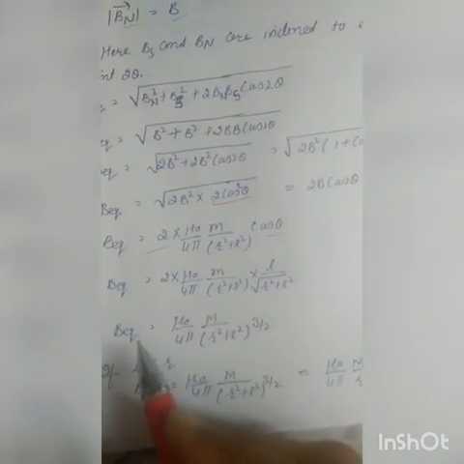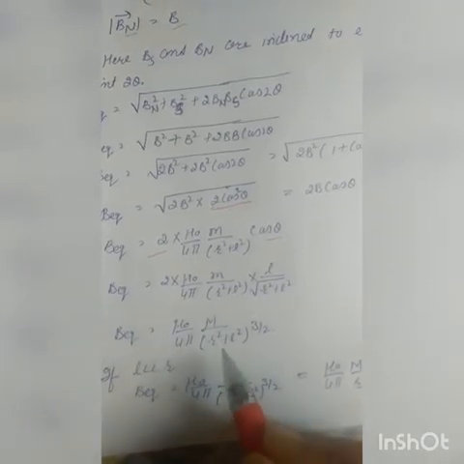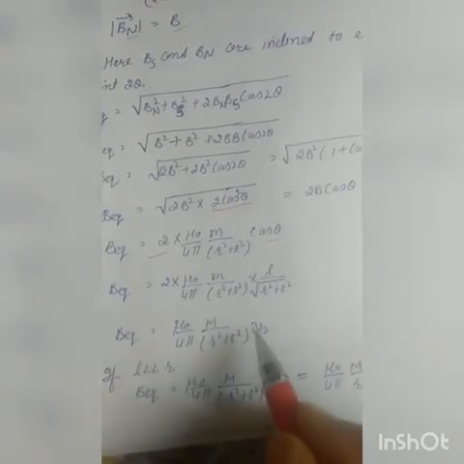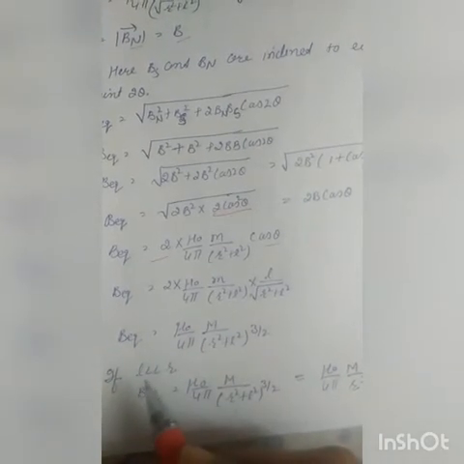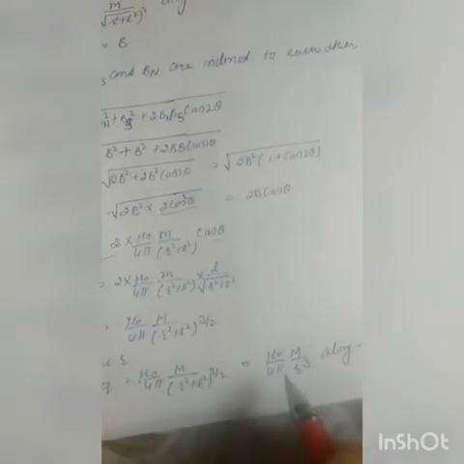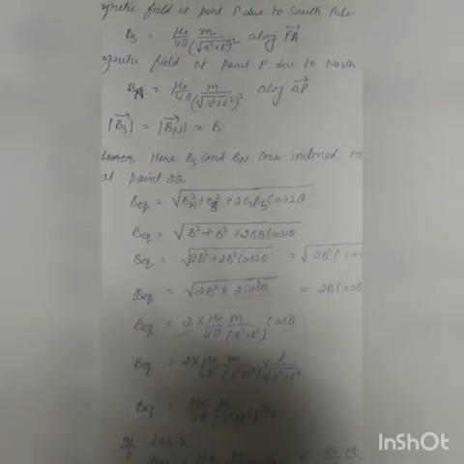B equatorial, the magnetic field at the equatorial point, is mu naught upon 4 pi, m upon r square plus l square raised to power 3 by 2. If L is very small compared to R, we ignore L and we get mu naught upon 4 pi, m upon R cube, along the negative x-axis. This is the magnetic field due to a bar magnet on the equatorial line.